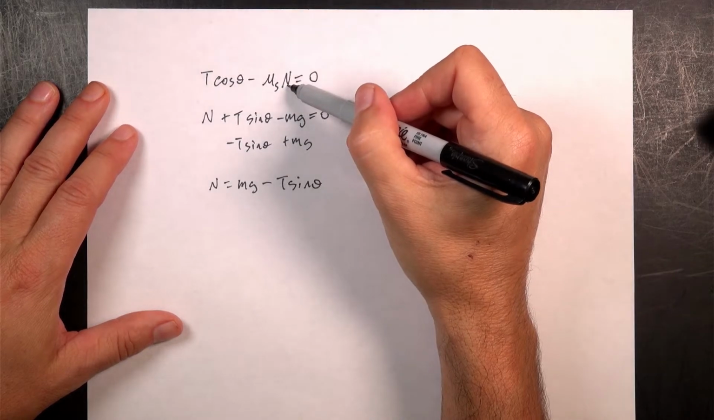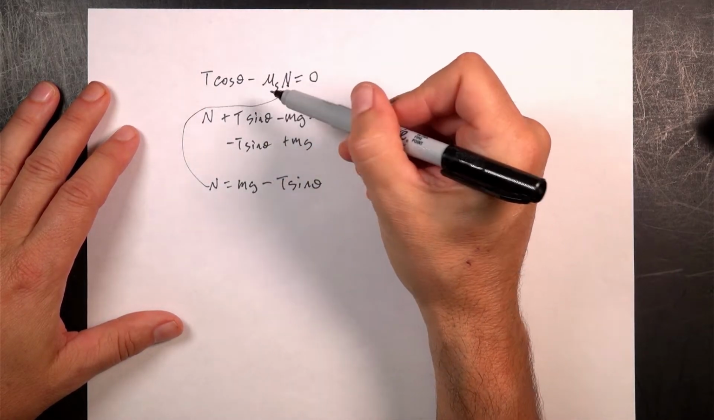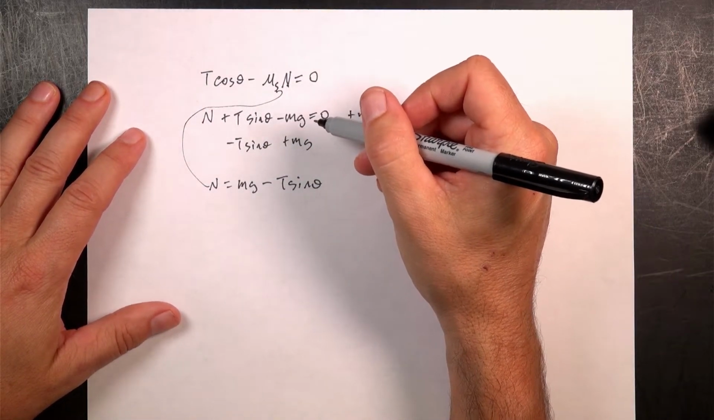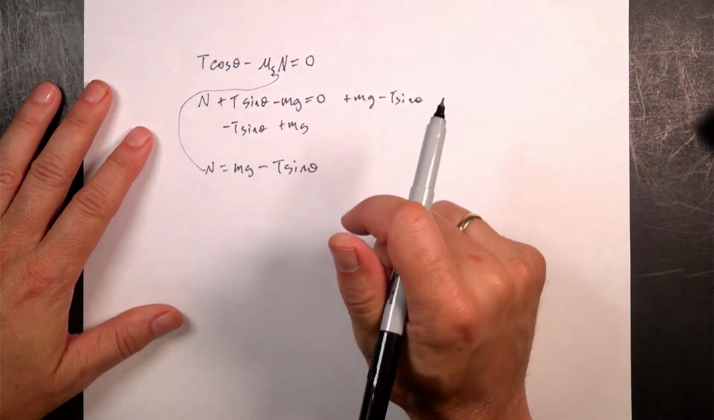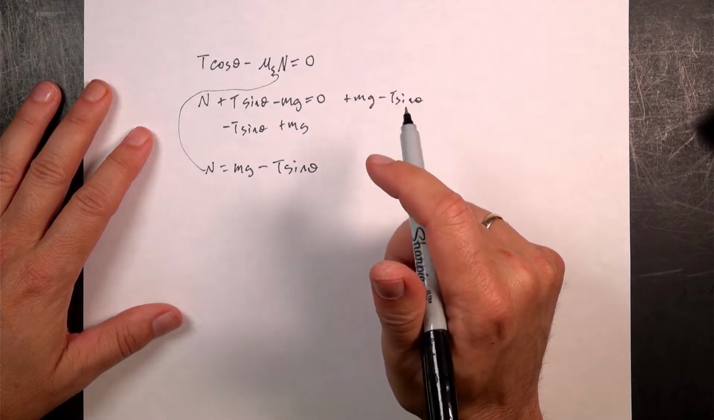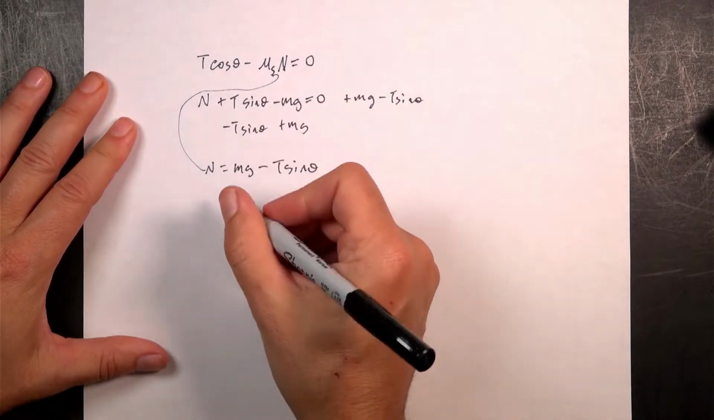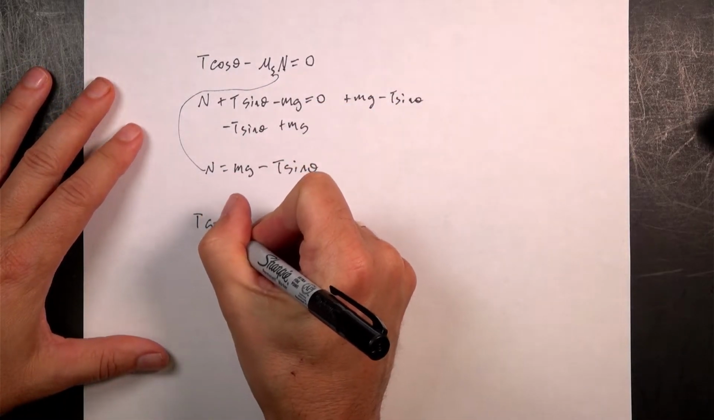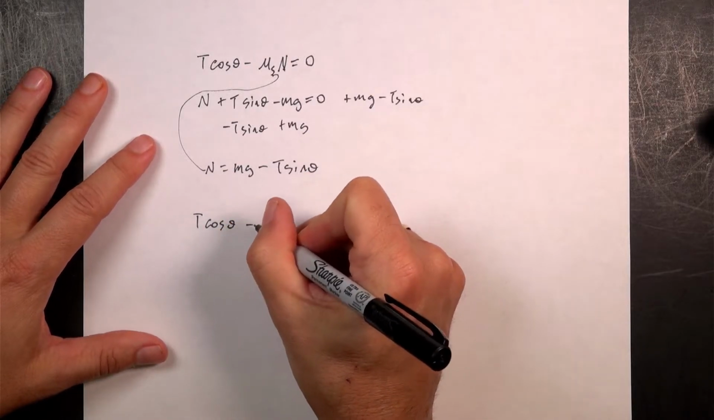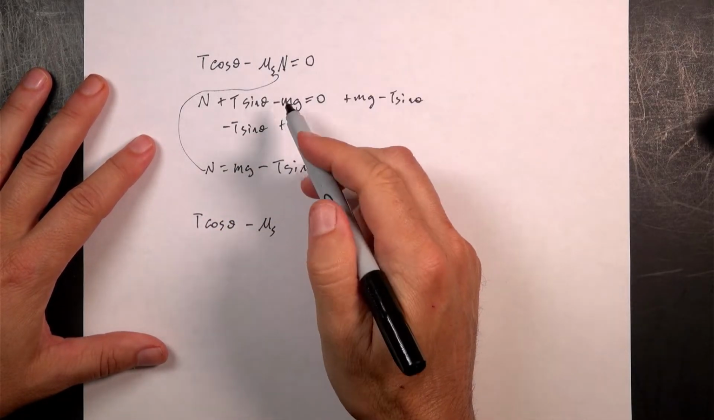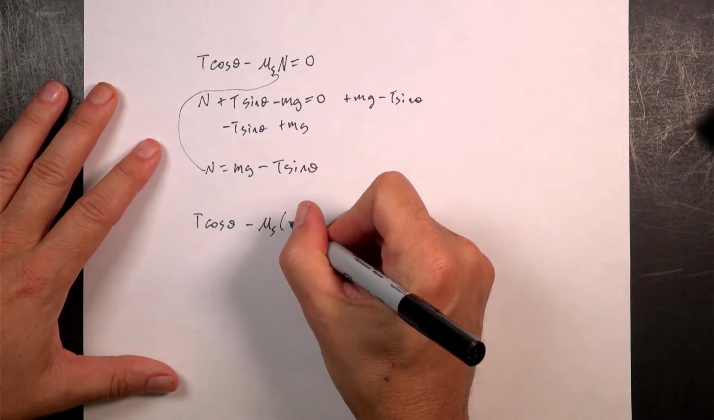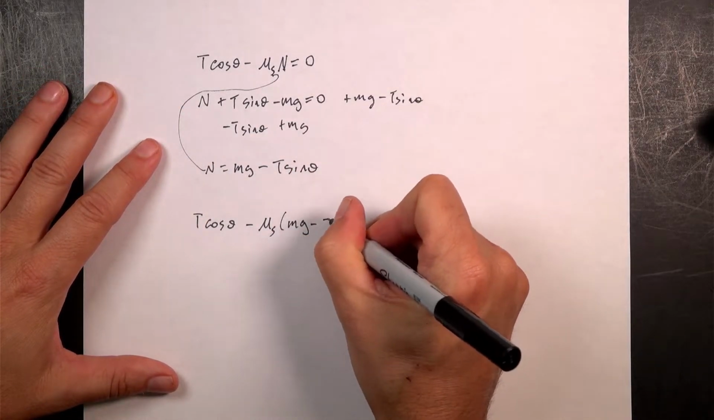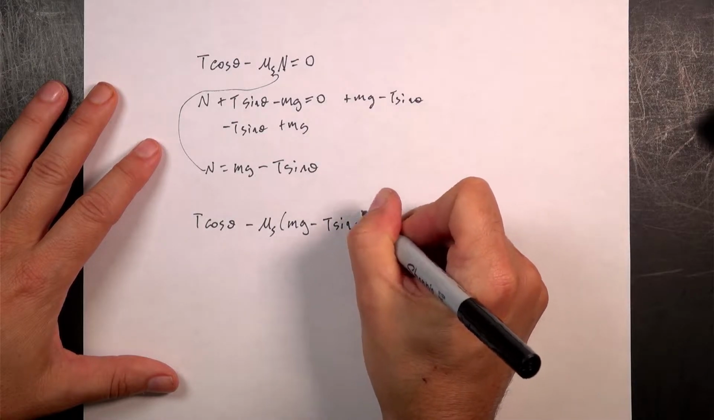Now up here I have an n. I can substitute this in. This n. Get it? I can substitute the n in. It's a little physics humor for you, just to kind of help things move along. Okay, so now this equation becomes this, t cosine theta minus the coefficient mu, that's a Greek letter mu, I say mu, times all that n stuff, I'll put it in parentheses, mg minus t sine theta equals 0.